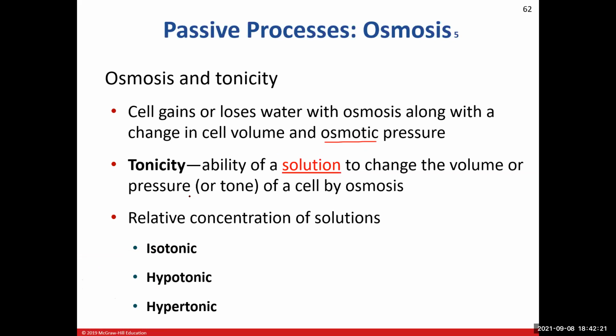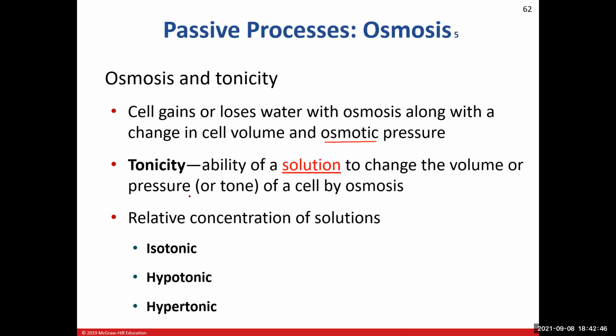So we came up with this term called tonicity. I'm going to read the definition for you. It's the ability of a solution to change the volume or the pressure, which we refer to as tone, of a cell by osmosis. So basically, we're going to take a cell, and we're going to use red blood cells as an example. We're going to take a red blood cell and drop it into a solution in a beaker.